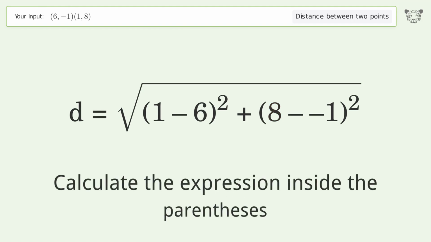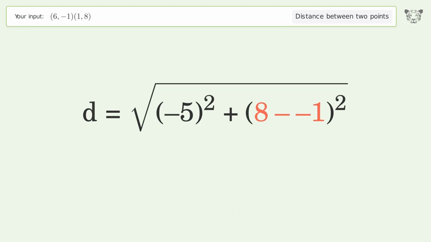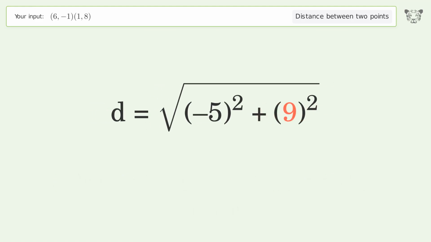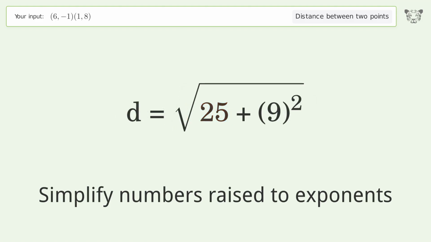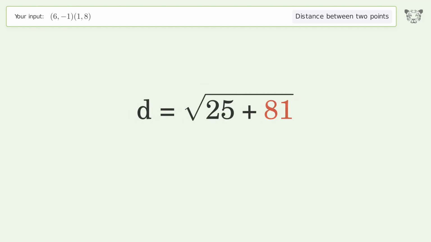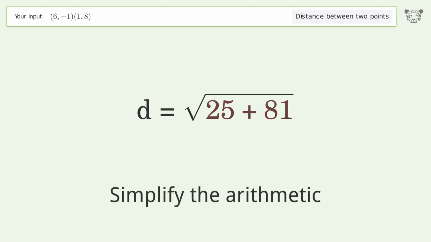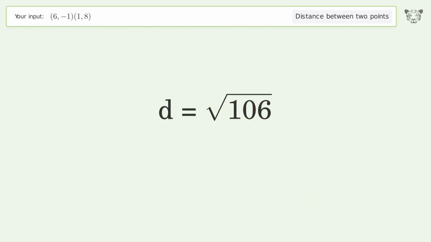Calculate the expression inside the parentheses. Simplify numbers raised to exponents. Simplify the arithmetic. And so the distance between the 2 points is the square root of 106, or 10.296.